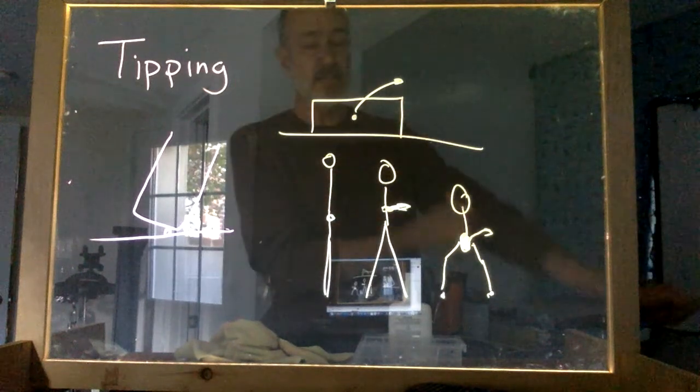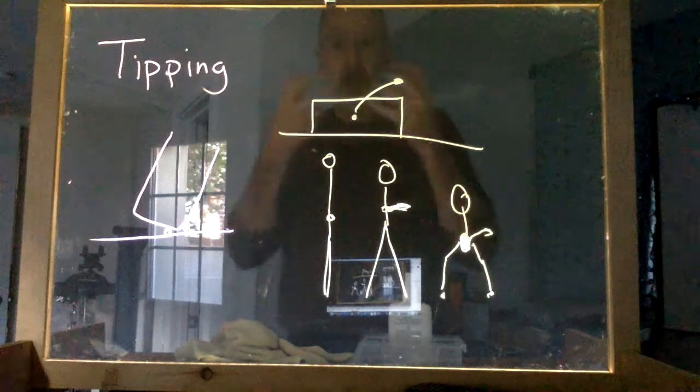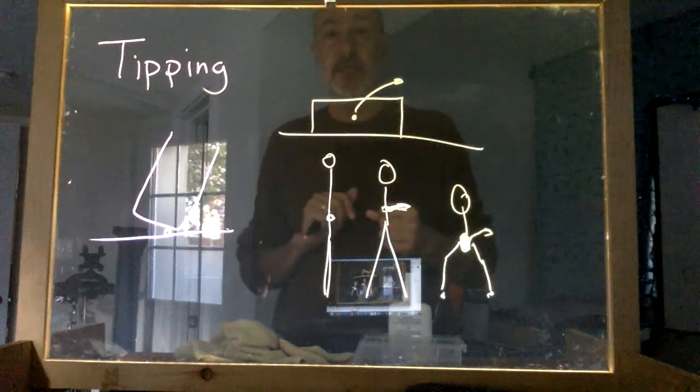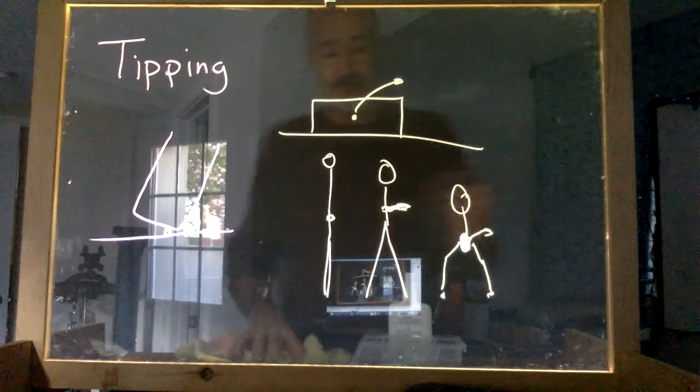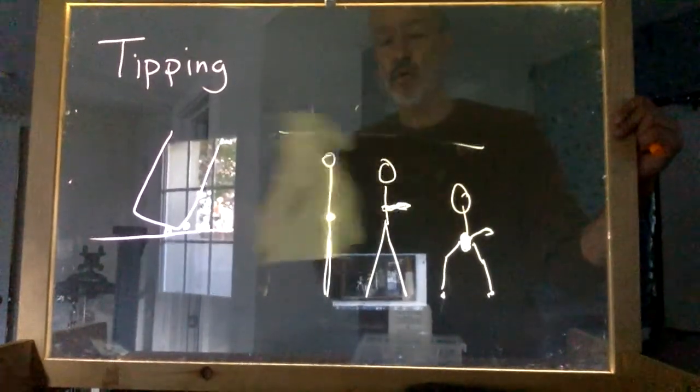So it's a combination. That's what they talk about, lowering your center of mass. Really broaden your base, lower your center of mass, it makes it harder to tip. Okay? And now let's put it in the context of torque.